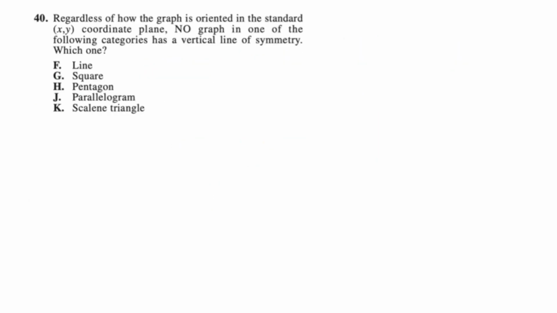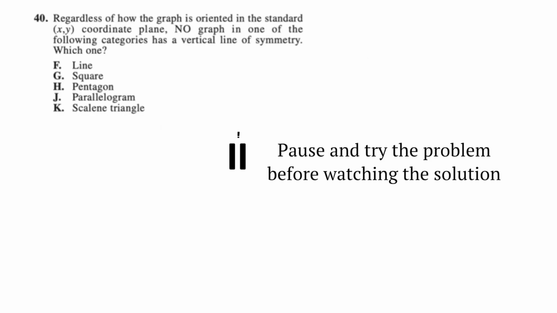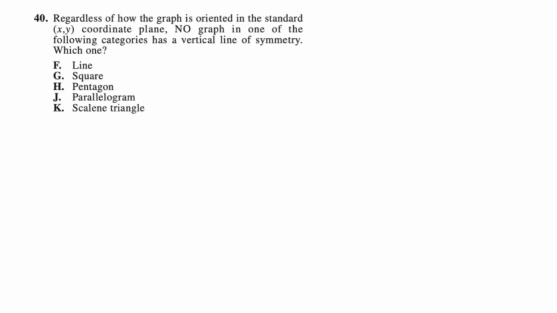Moving on to 40. It says, regardless of how the graph is oriented in the standard xy coordinate plane, no graph in one of the following categories has a vertical line of symmetry. Which one? Alright, so what is it really asking here? I know it's talking about a vertical line of symmetry. We're going to talk about graphing all these things, and it's saying that one of them doesn't have a vertical line of symmetry, basically no matter what.